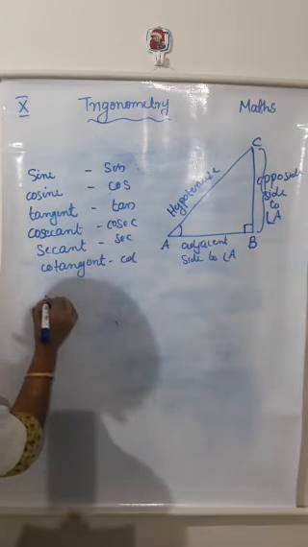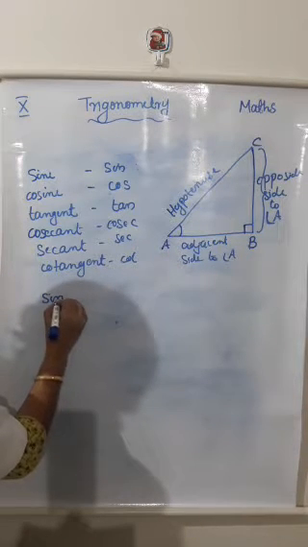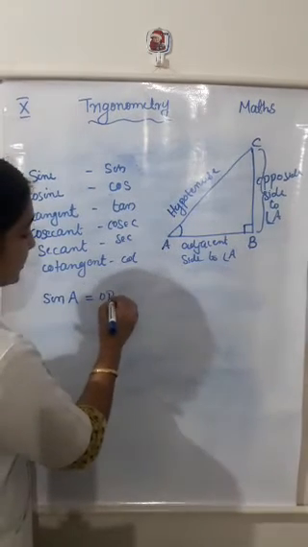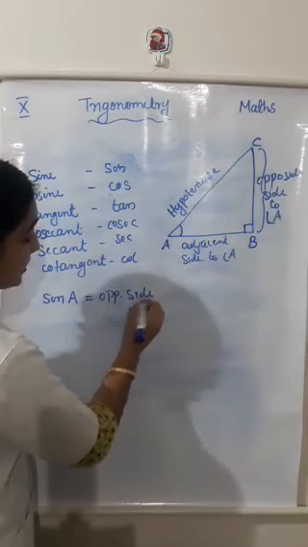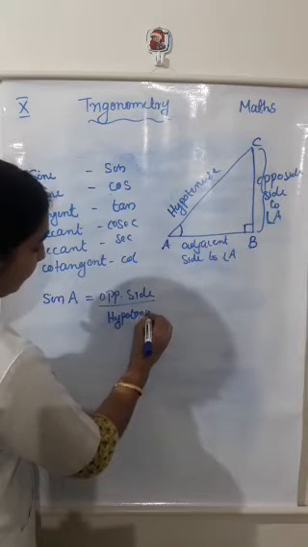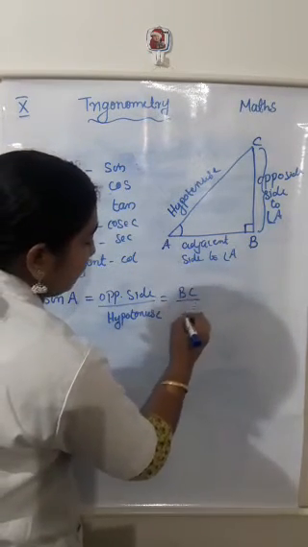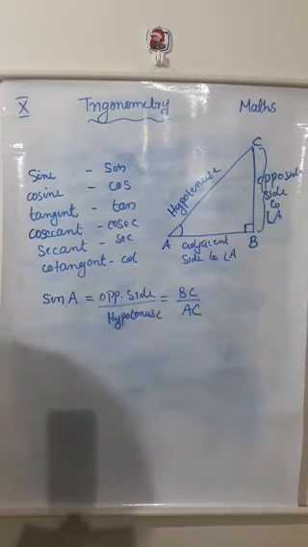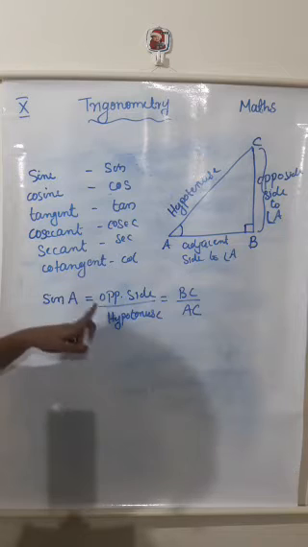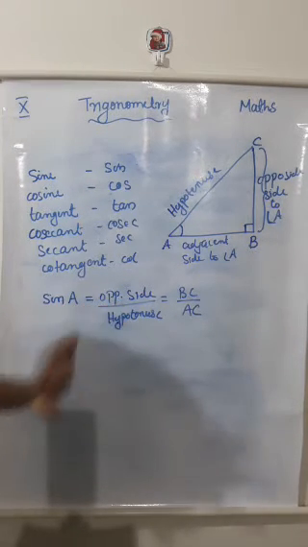Okay, here sine is the sine of angle A. Here we are considering angle A. So sin A is equal to opposite side by hypotenuse. Here sin A is equal to BC by AC. You study that sin A is equal to opposite side by hypotenuse. The ratio of the sine is opposite side by hypotenuse.